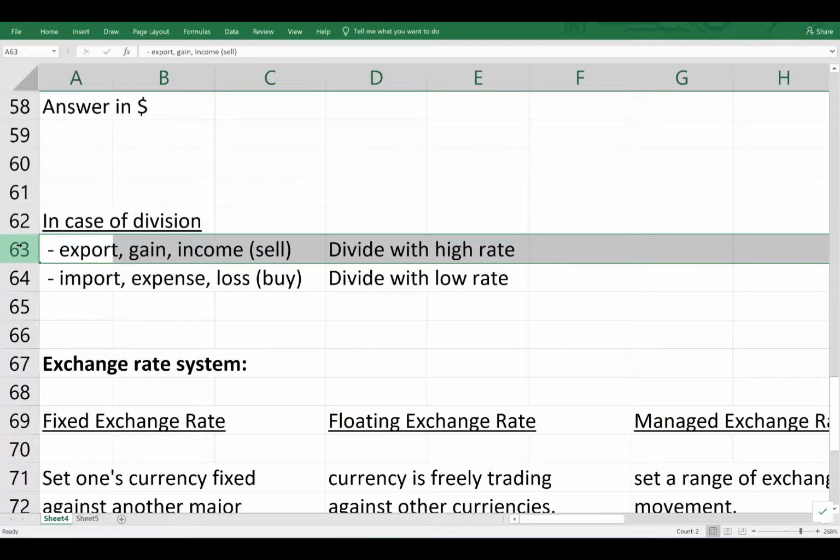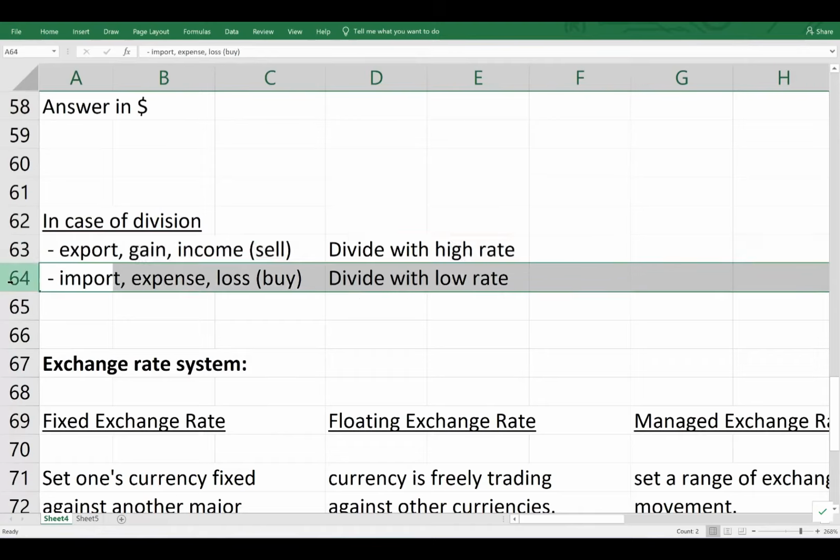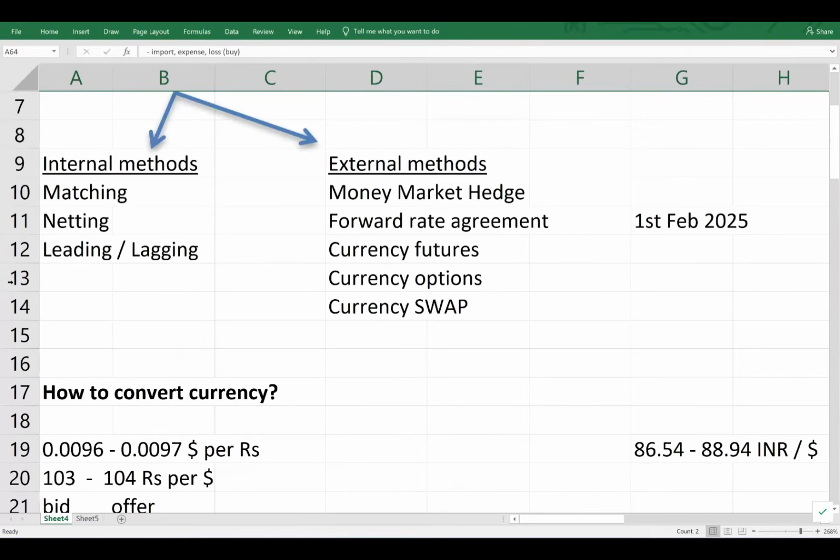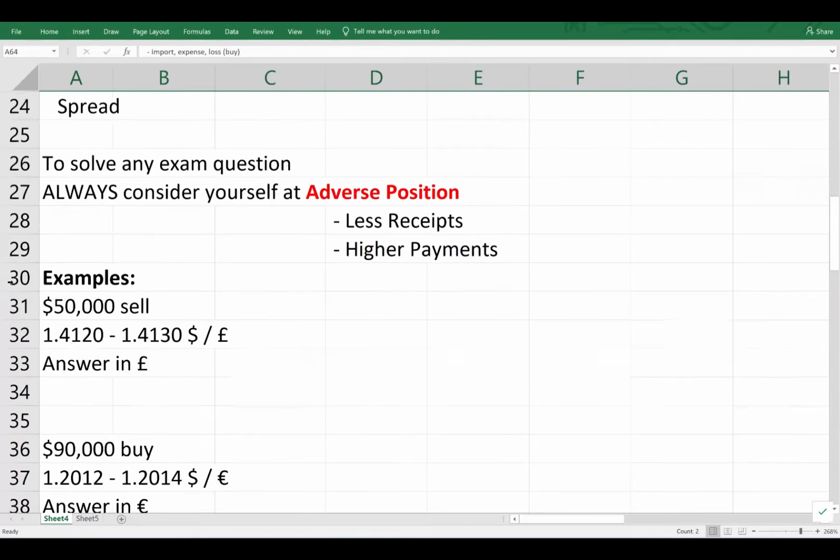So whenever you have to sell, we have to divide with a high rate, because when you divide with a high rate, you will get a low receipt. And when it is a payment case, divide with a low rate, because when you divide with a low number, you will get more amount, more payment. Okay, let's practice it with the help of some examples. This is a very important and fundamental thing.